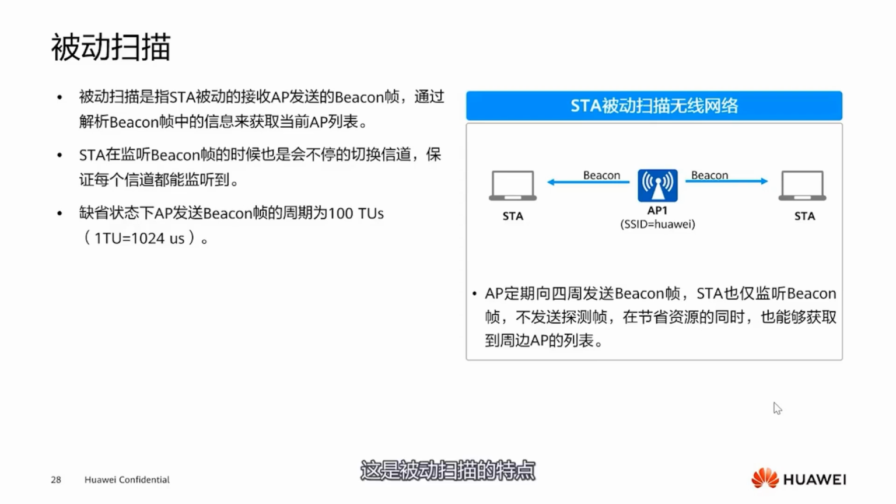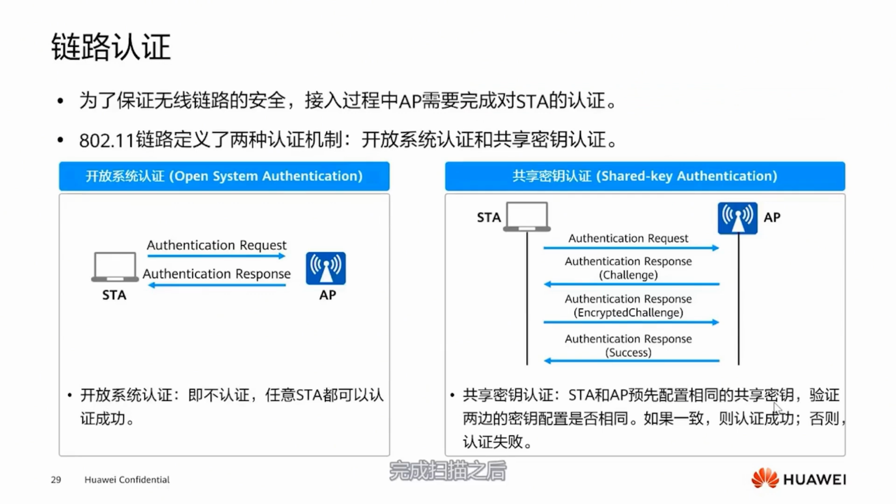After completing the scanning, link authentication begins. There are two types of link authentication. One is open authentication. The other is shared key authentication. Open authentication means you can go online without authentication. The second is shared key authentication. Initiating shared key authentication means the AP sets a password and I, the terminal, set a password. If the passwords match, there's no problem.